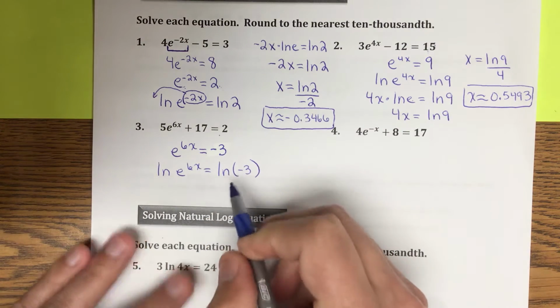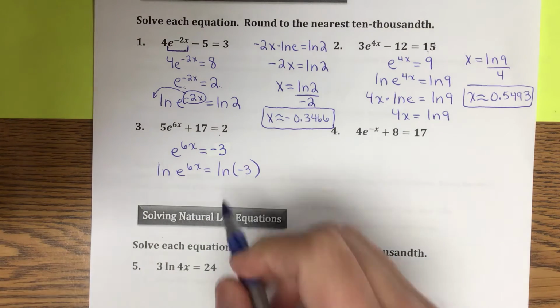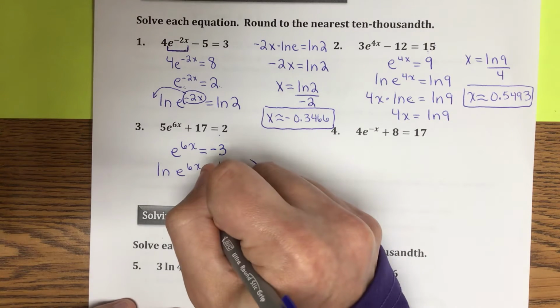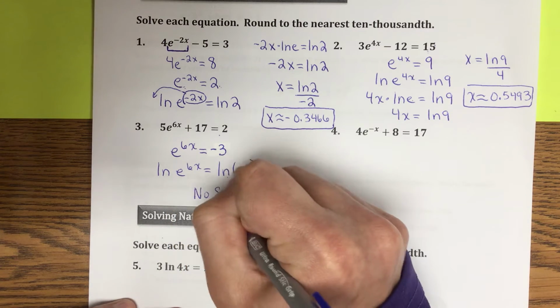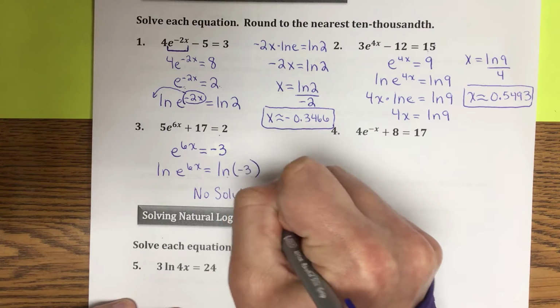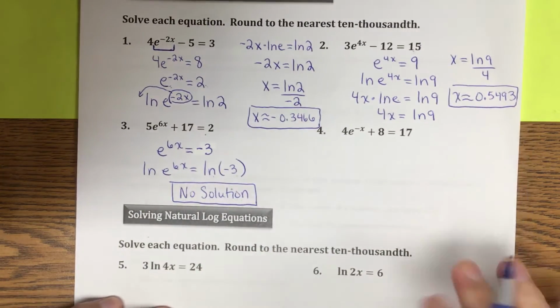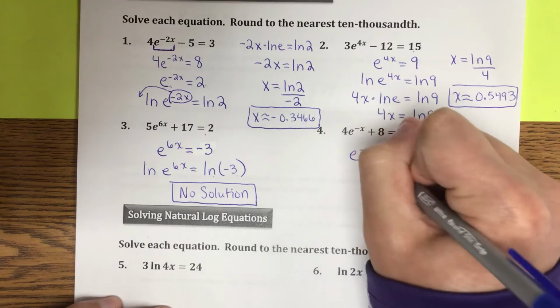So red flag, you should see something that's happening here that's not allowed. You can't take the log of a negative number, so that means this problem has no solution. I don't even have to finish it. Cannot take the log of a negative number. So then for number 4, you would get the following.